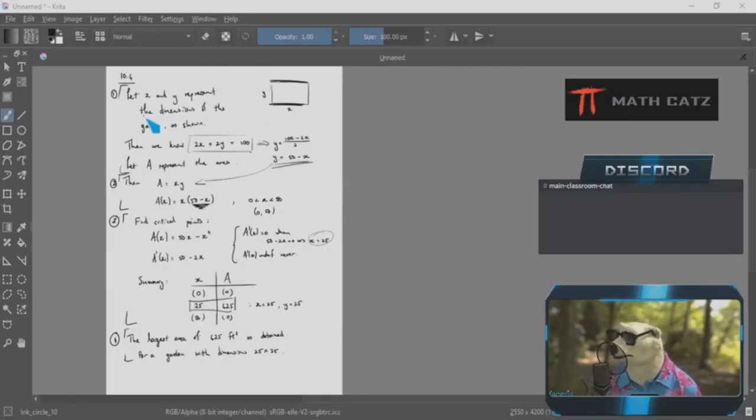Define your variables. Set up an equation or a function, depending on the situation. In this case, it's a function. Then solve what you need to solve.